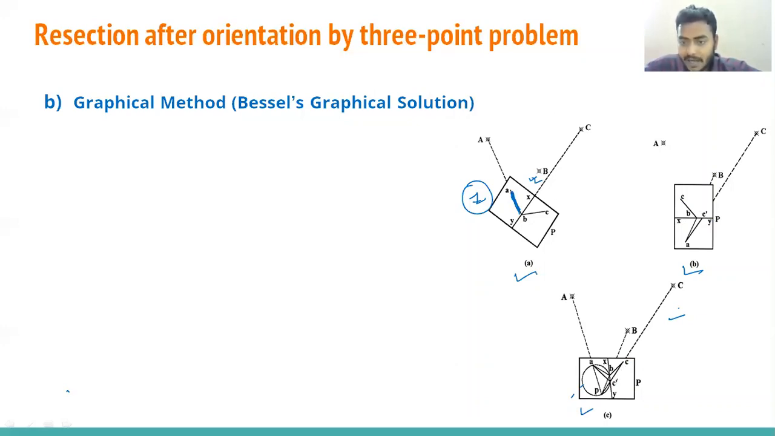Once it is done, keep the alidade along the line C dash C and sight C. You will see that station C is not visible. If station C is not visible, then you have to rotate the table. Once station C is bisected by keeping the alidade along the line C C dash, then you can say orientation is done.